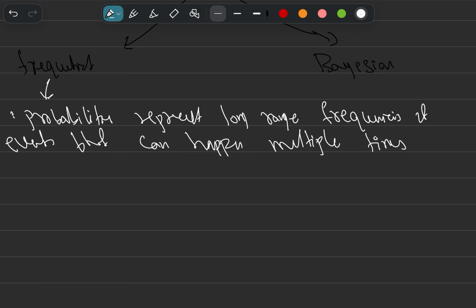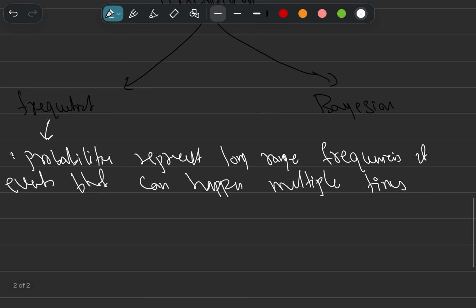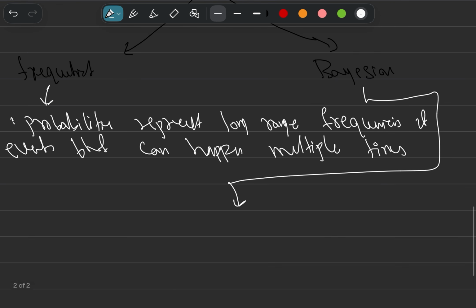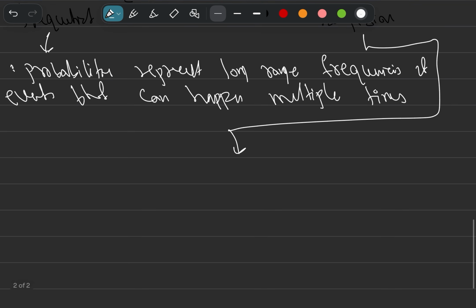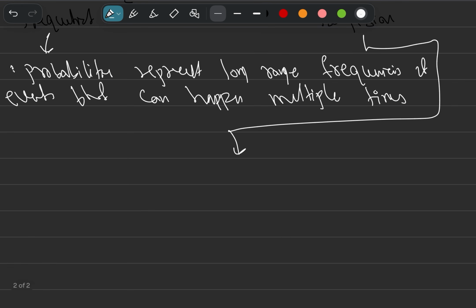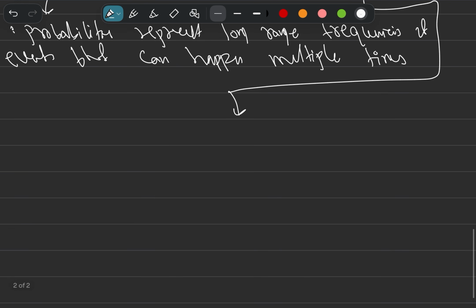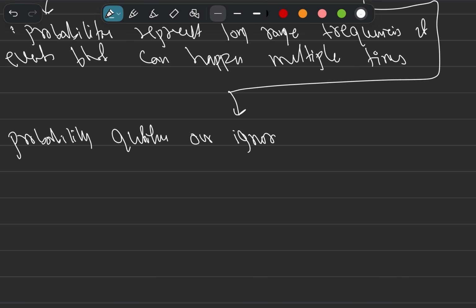Let me get back to the second interpretation of probability, which is the Bayesian interpretation. The Bayesian interpretation says that probability quantifies our ignorance of the state of the world.